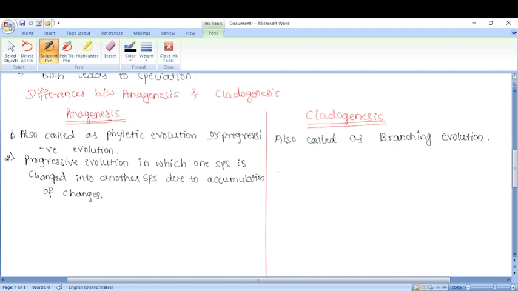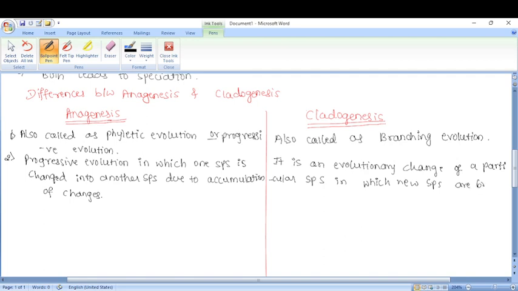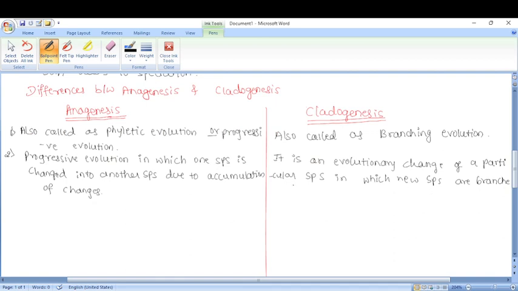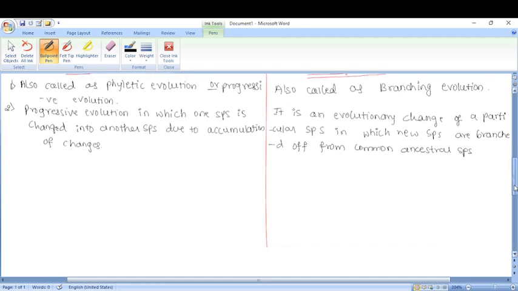Cladogenesis is an evolutionary change of a particular species in which new species are branched off from a common ancestral species. This is the second difference between anagenesis and cladogenesis.